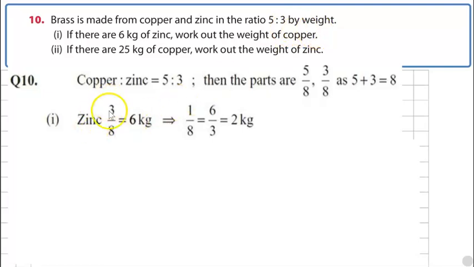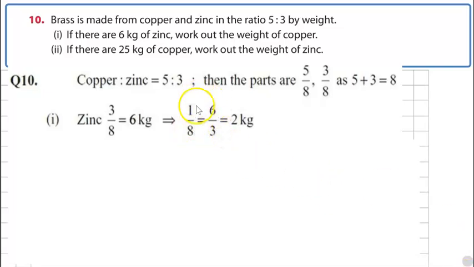So zinc is 3/8, because remember the number of parts for zinc is 3, because the ratio is copper to zinc, 5 to 3. So zinc represents 3 parts. So zinc must be 3 over 8, which is equal to 6 kilograms. So we're told in the question 6 kilograms of zinc. So 3/8 of the whole amount is zinc. So 3/8 of the whole amount is 6 kilograms.